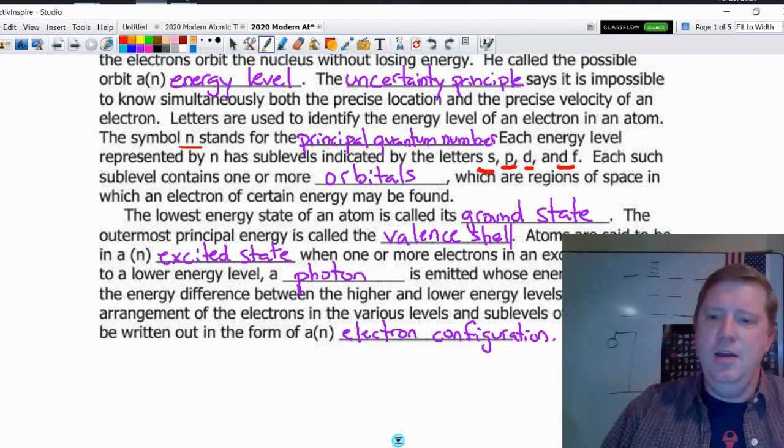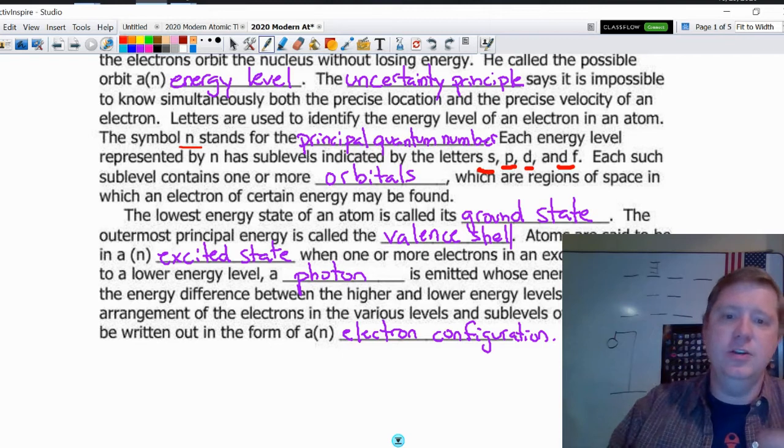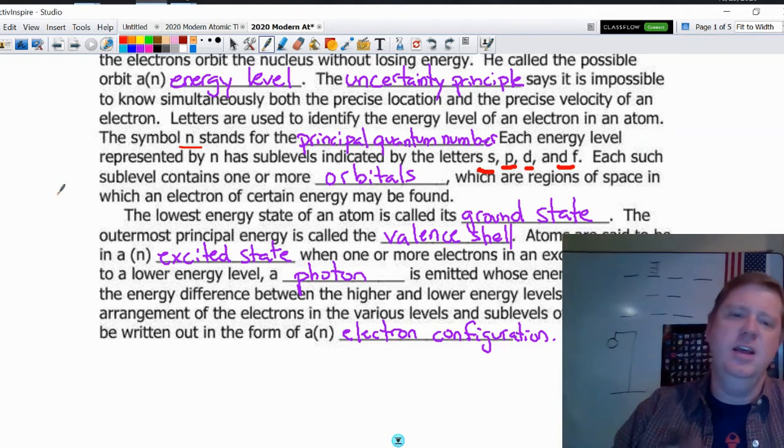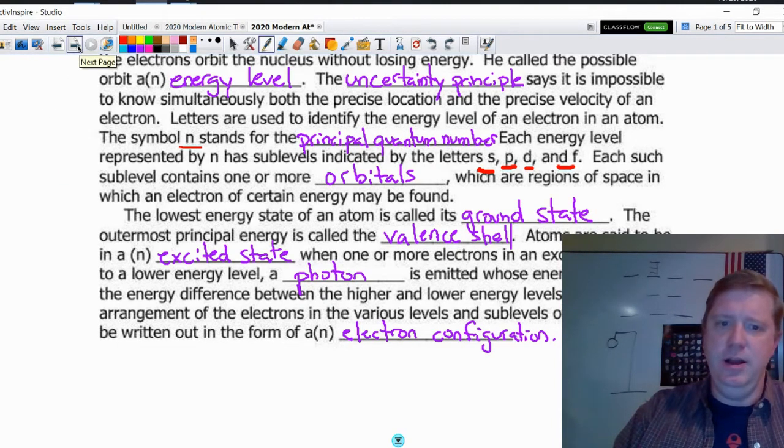And then from there, we talk about how the electrons are arranged around the nucleus. And those arrangements are called electron configurations, which is the whole 1s2, 2s2, 2p6 stuff that we've been doing. Okay, let me show you some answers here on the next page.